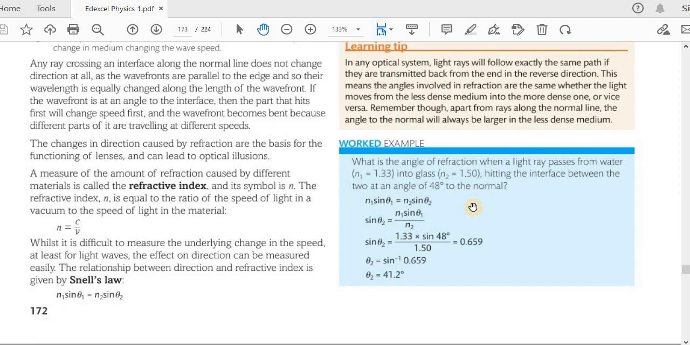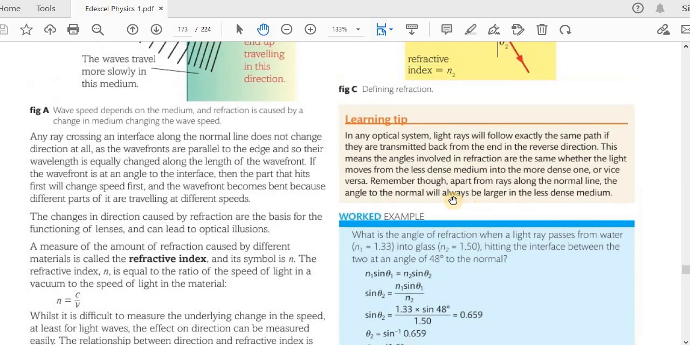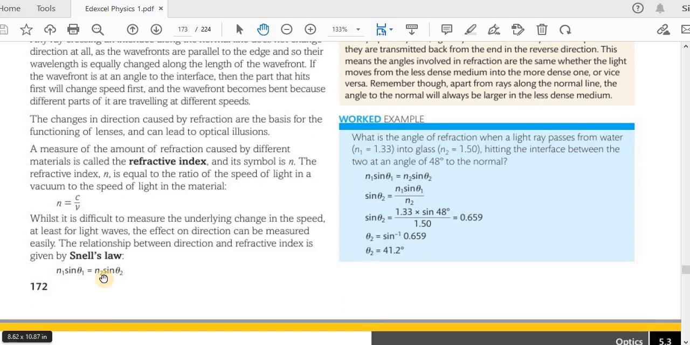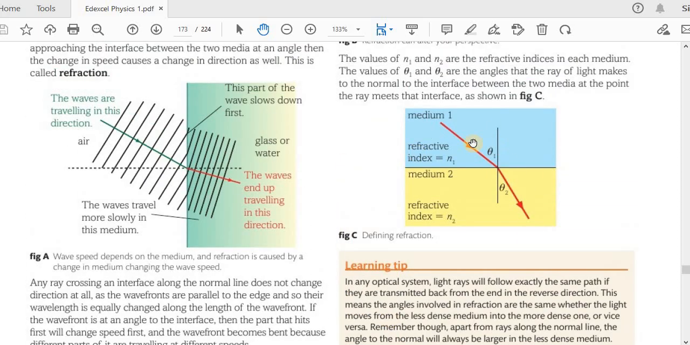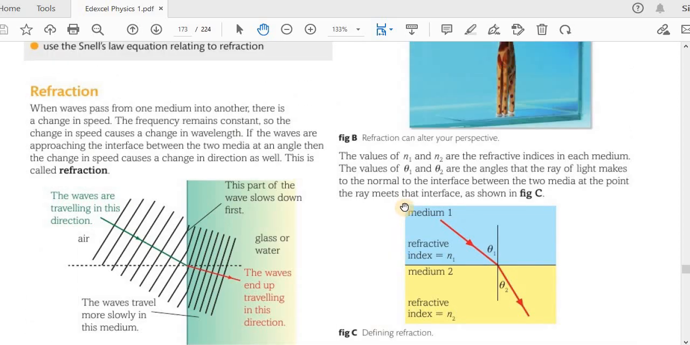Okay, so what have you learned so far? You have learned what refractive index is. You have learned Snell's law. You have learned how to apply Snell's law to a certain situation. You have learned about wave fronts. You have learned about wavelength being the distance between adjacent wave fronts. You have learned about rays.